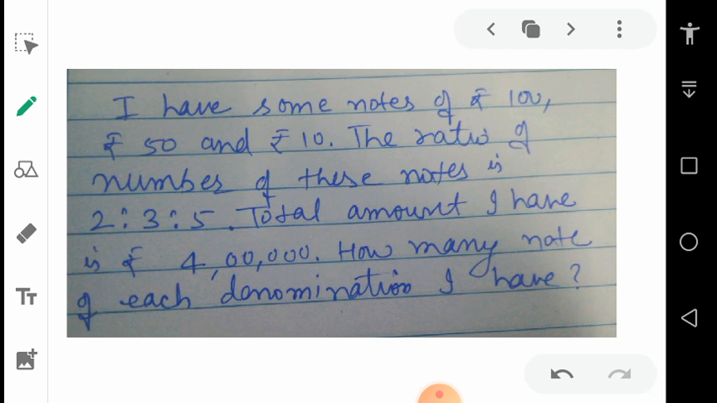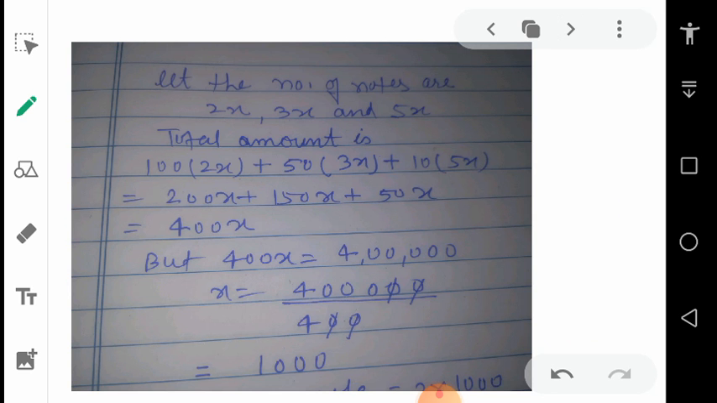So what we will do, let the number of notes be 2x, 3x and 5x. Now the number of notes of rupees 100 is 2x, then the total amount will be 100 multiplied by 2x. Why is it so? For example, if I have 5 notes of rupees 100, then the total amount is 500. If I have 7 notes of rupees 100, I have 700.